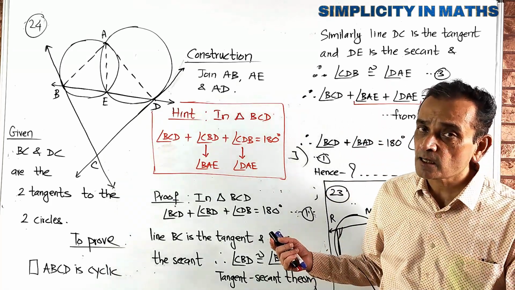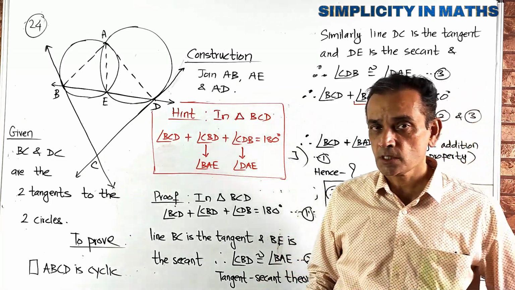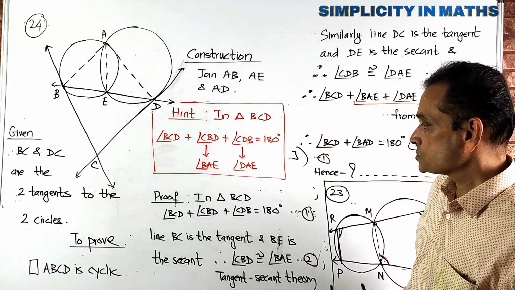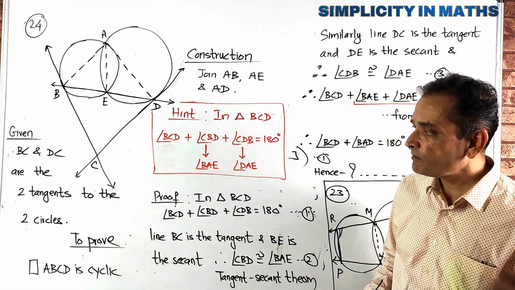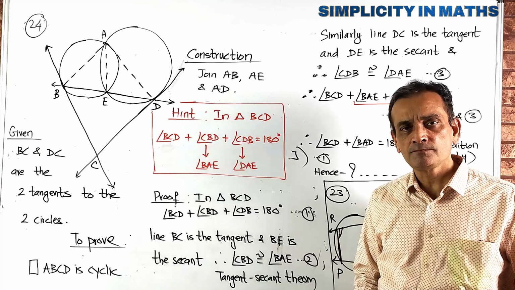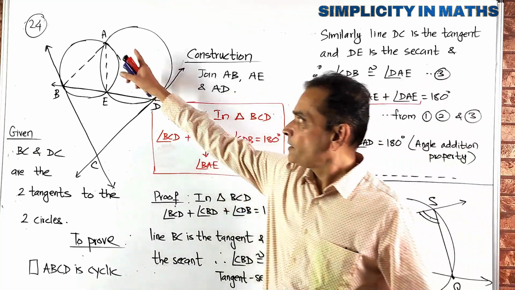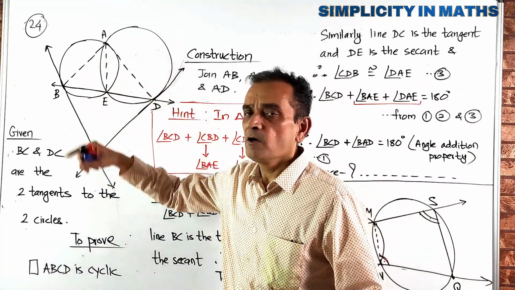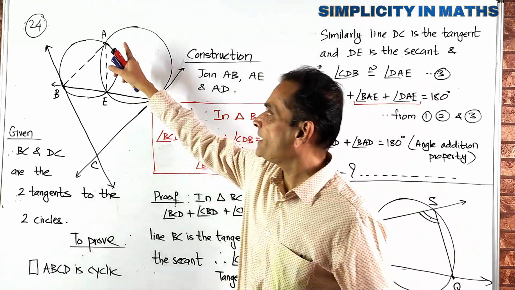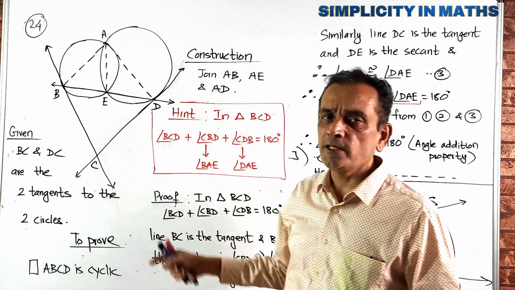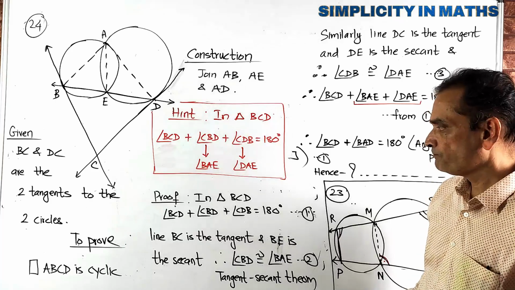Let's see how this hint comes into our use. Okay. So, shall we begin? Have you followed what we have to prove? ABCD is a cyclic quadrilateral. For construction, we have joined AB, AE and AD. We have joined all three.